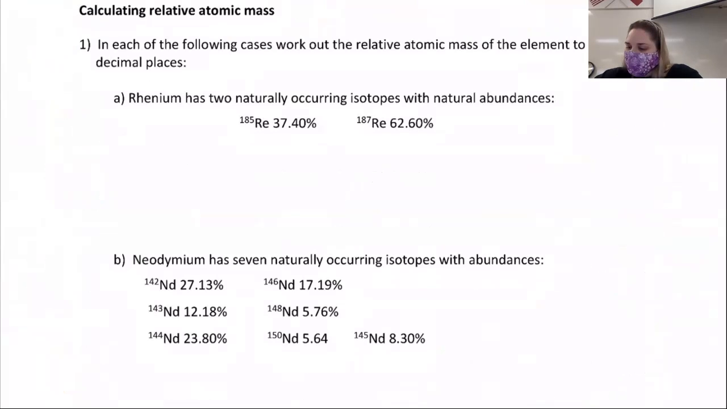For example, on letter A here, it says rhenium has 2 naturally occurring isotopes with the following natural abundances. So here are the abundances, those are the percentages. They don't give us the masses written out, but in the symbol, remember this top left number, that's the mass number. If they don't write out a separate mass, I use that mass number from the symbol. So for the first one, I have 185 and my percent's 37.40. For the second one, my mass is 187 and my percentage is 62.60.